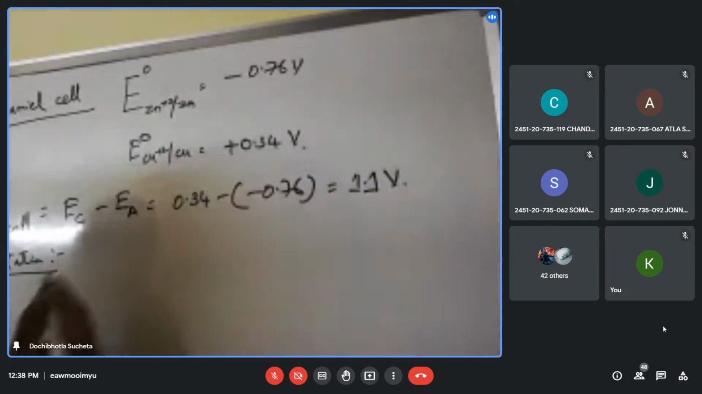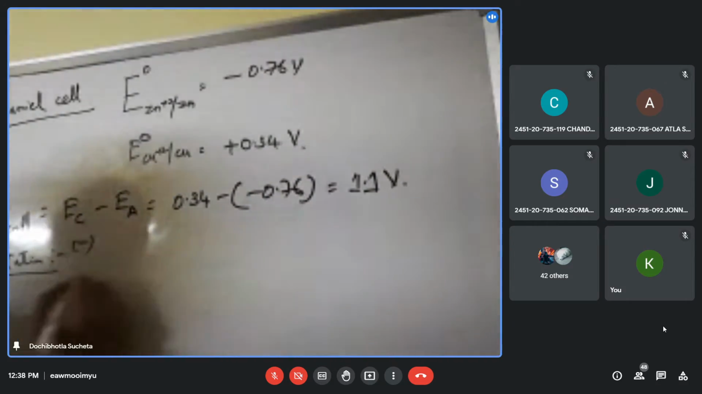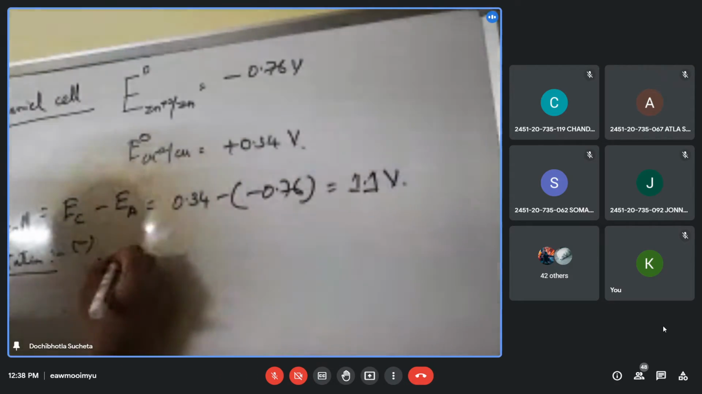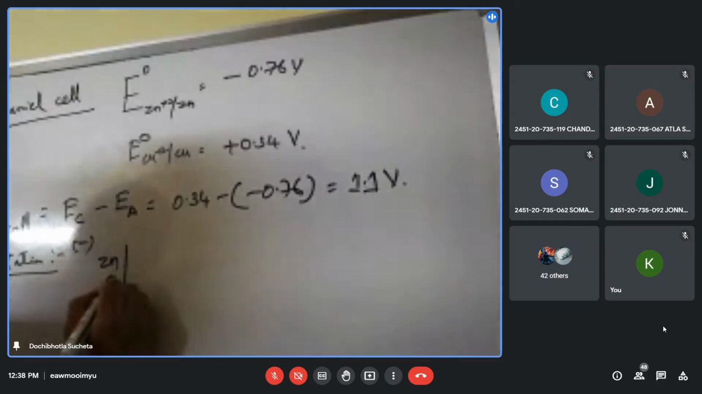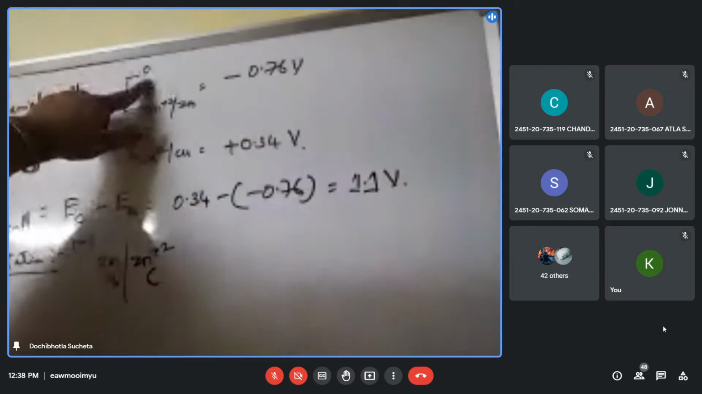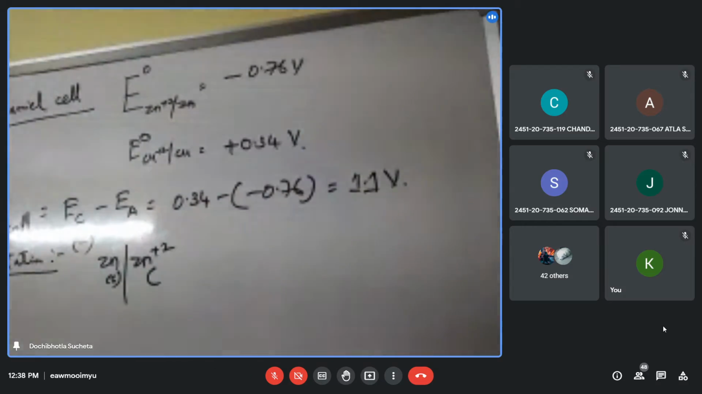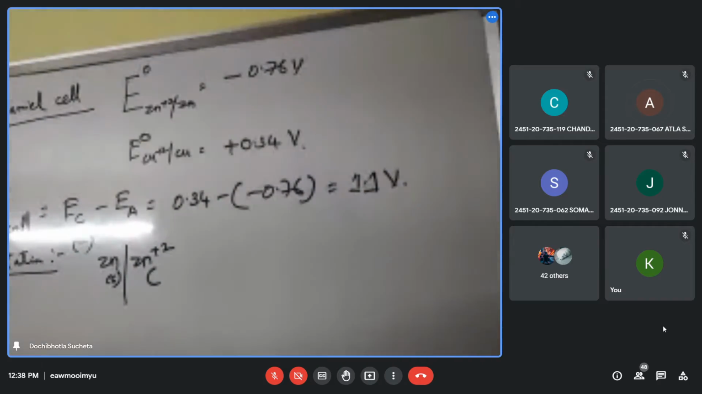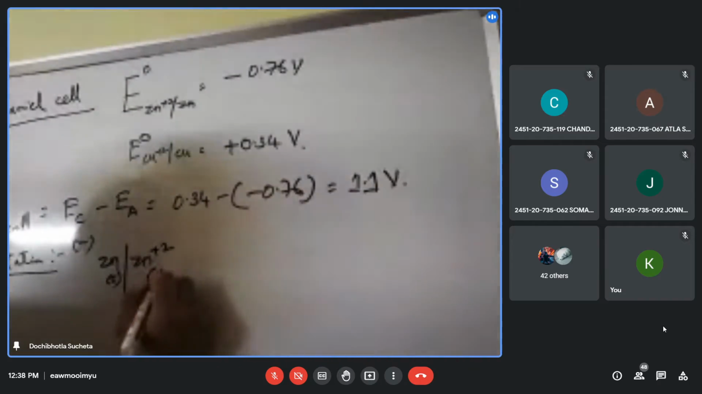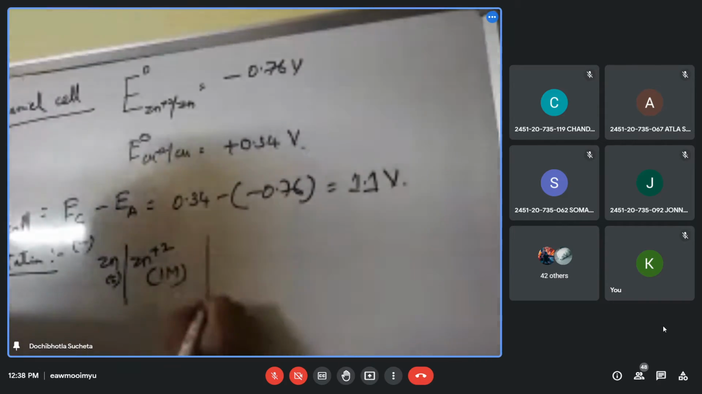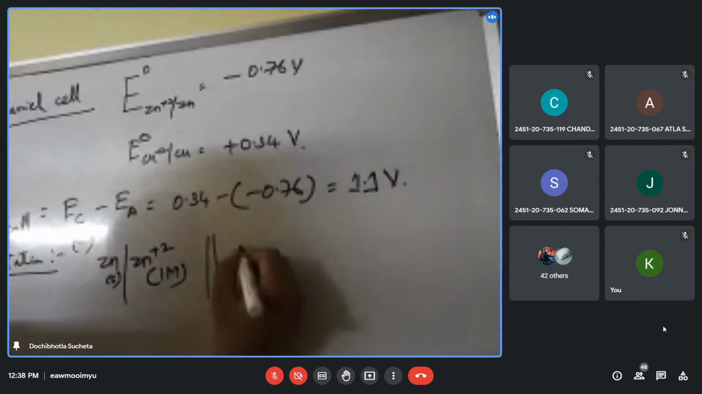Now I'll represent. Anode is negative, and always oxidation. So Zn solid, Zn plus 2. What should I write here? The concentration. E naught condition means 25 degrees centigrade and 1 molar concentration of the electrolyte. So I can straight away write 1 M. They are separated by a salt bridge.